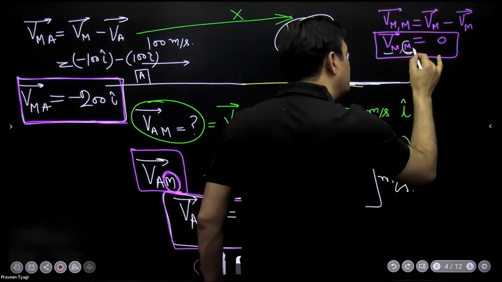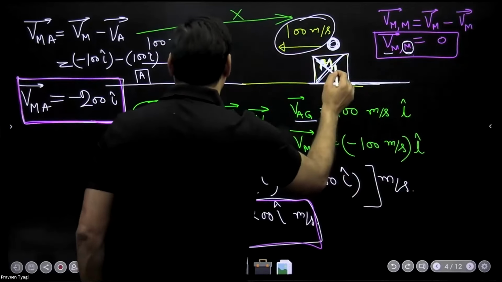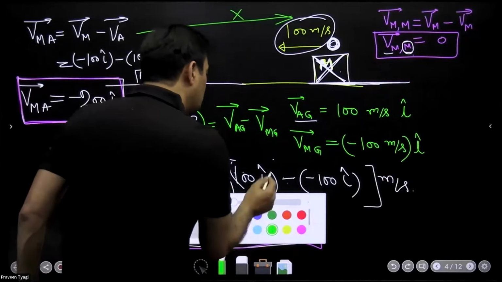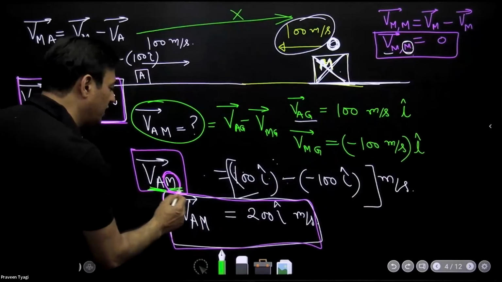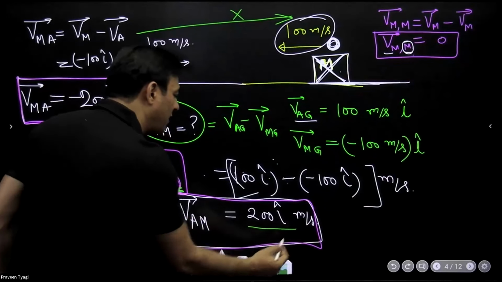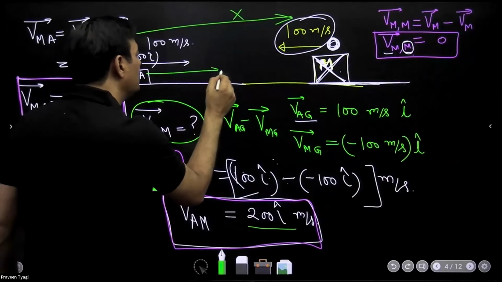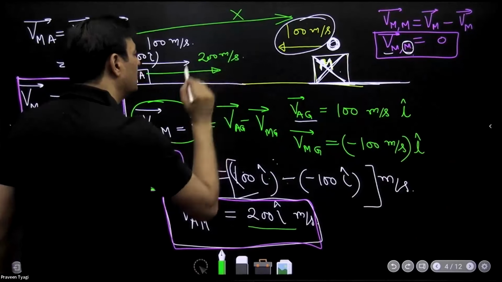Now, the observer is Minasri. We are thinking from her brain. And what is she feeling A's velocity is? What is the velocity of A as observed by Minasri? What is she finding it to be? 200 i cap. That means she's feeling A is moving in this direction with 200 meters per second.